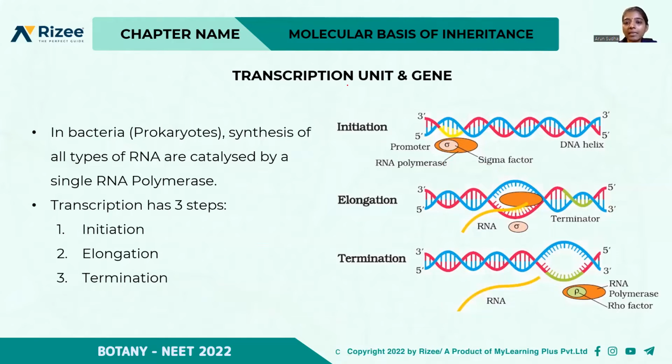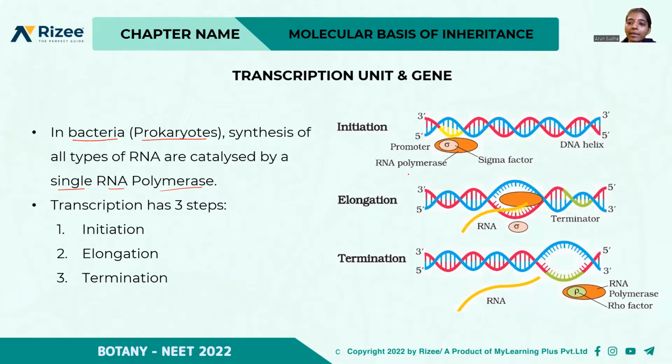So actually these steps show the process of transcription. Okay, so how is the transcription carried out? The first step is initiation, elongation, and termination. So if you take the bacteria or the prokaryotes, what is happening here? The synthesis of all types of RNA is catalyzed by a single RNA polymerase. So this is another difference between prokaryotes and eukaryotes. Okay, here the synthesis is catalyzed by a single RNA polymerase, and it involves 3 steps: initiation, elongation, and termination.